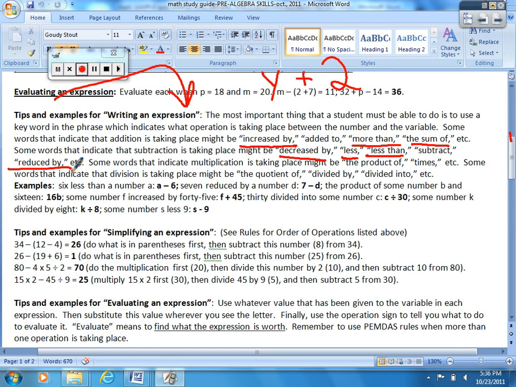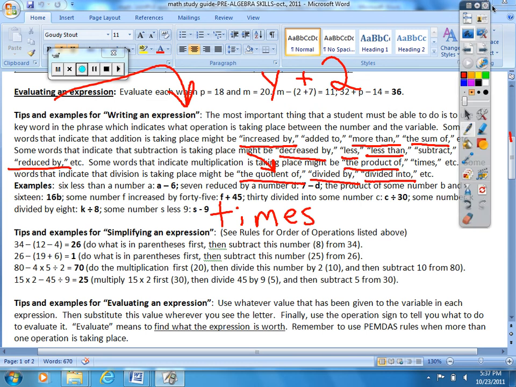Now, division, the quotient of, you have to know quotients. One of the first tests I gave the students was know sum, difference, quotient, product. You have to know what's taking place before you can write your expression. Divided by, divided into, and we'll see that there is a difference between those. All right, multiplication is a little simpler. Times, the product of, etc.